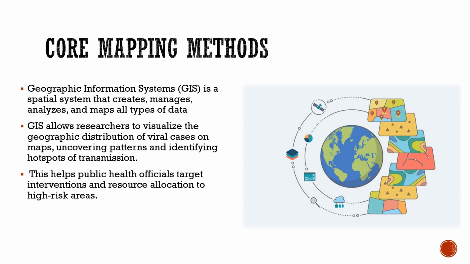Now let us look into the core mapping methods. Geographic Information Systems (GIS) is a spatial system that creates, manages, analyzes, and maps all types of data. This allows researchers to visualize the geographic distribution of viral cases on maps, uncovering patterns and identifying hotspots of transmission. This helps public health officials target interventions and resource allocation to high-risk areas.